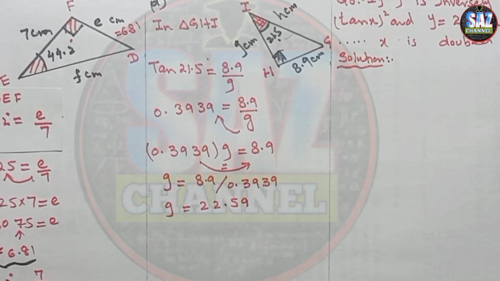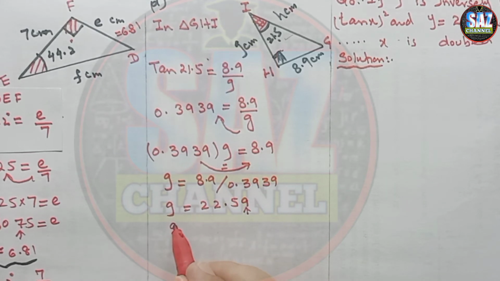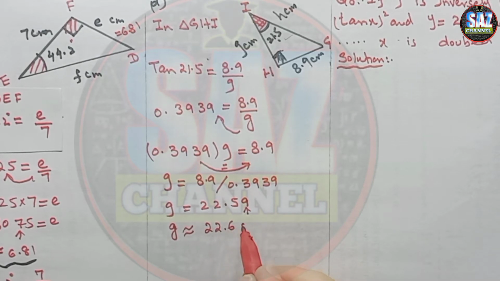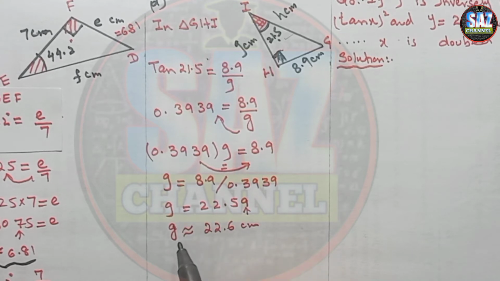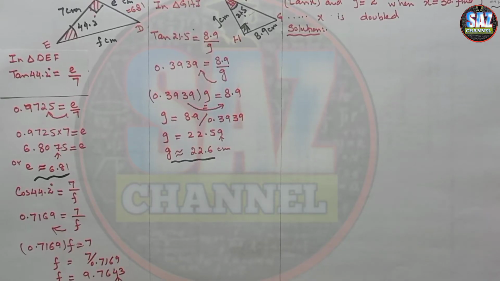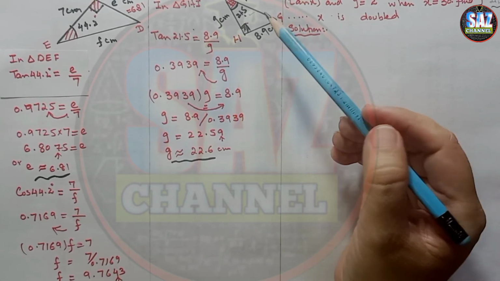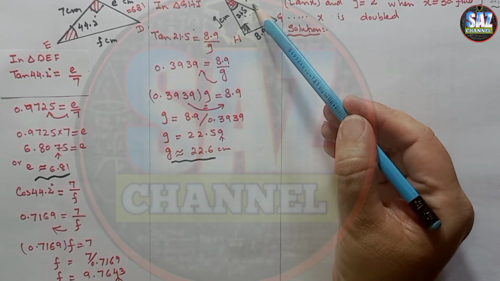We have to give our answer nearest to three significant figures. So I will be focusing my attention on the fourth digit, which is 9. So G will be approximately 22.6 centimeters. Okay, one of the problems is solved. Let me underline this answer. Okay, and let's move to finding the value of the other unknown, which is H.